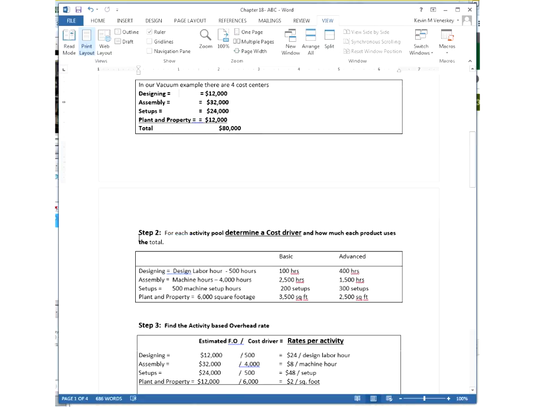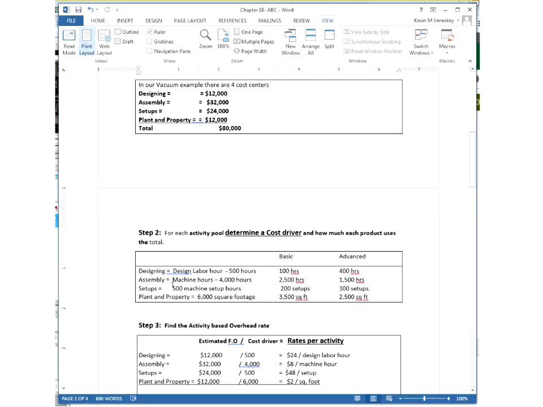And then in step 2, we've got to take each one of these four activities and determine how much time was spent doing that, doing design. And we found there was about 100 hours in the basic, and it took us 400 hours in advanced. Advanced was more, it's a harder vacuum to make, so it took more design time, more engineer time to get the thing working the way it should have been working.